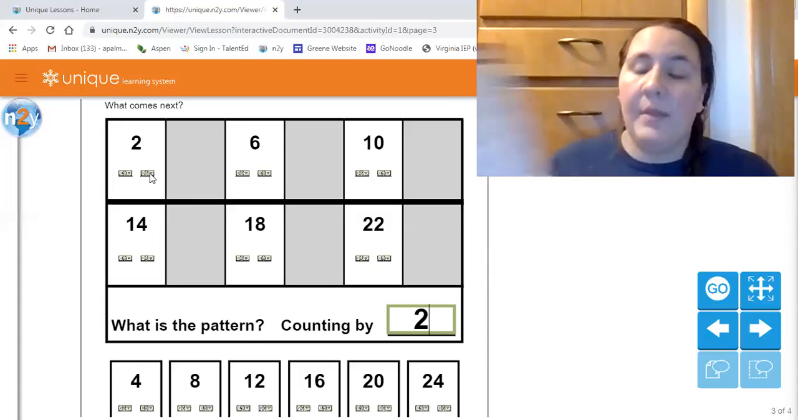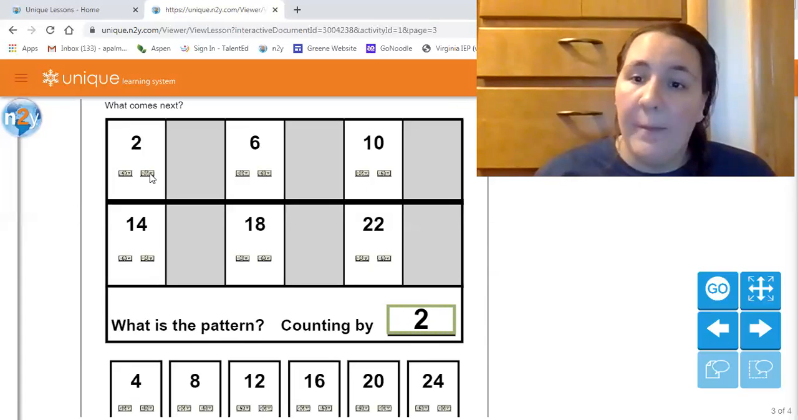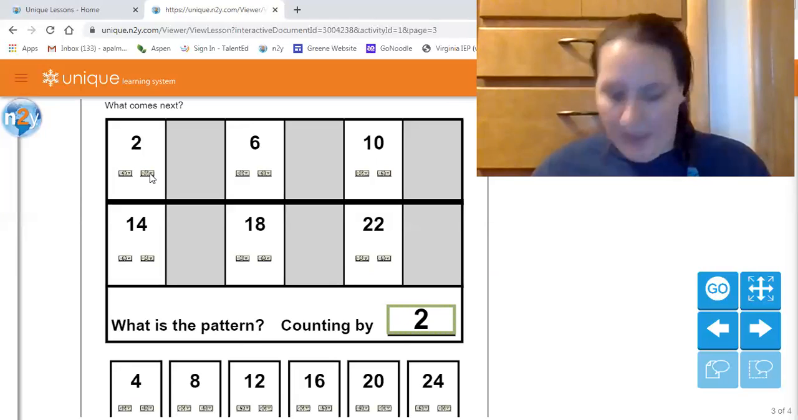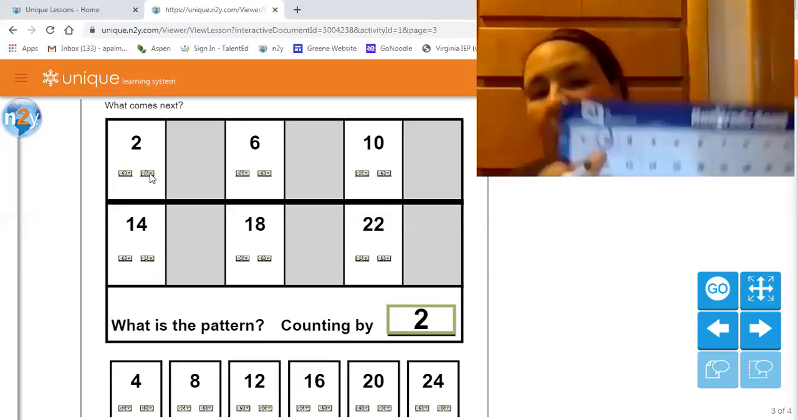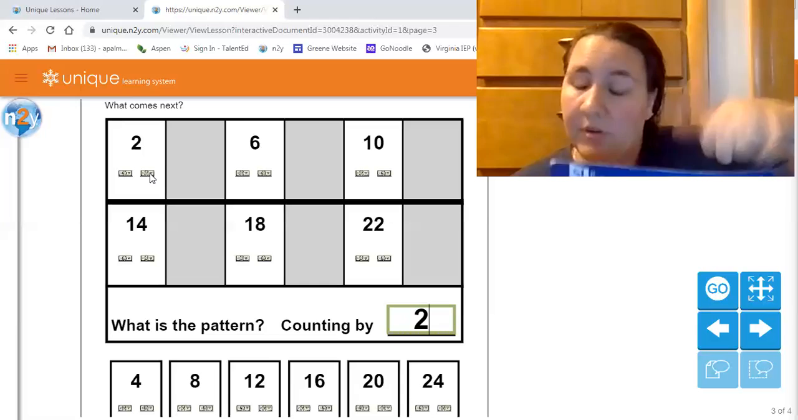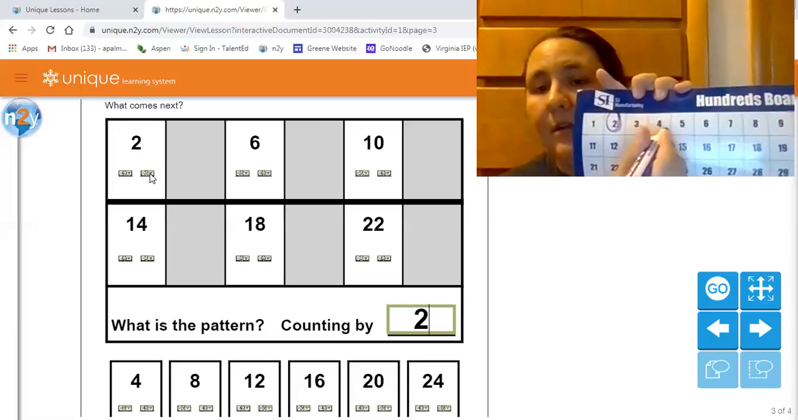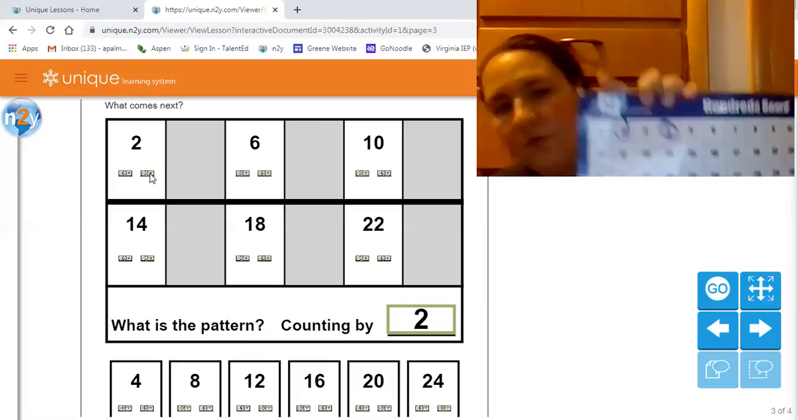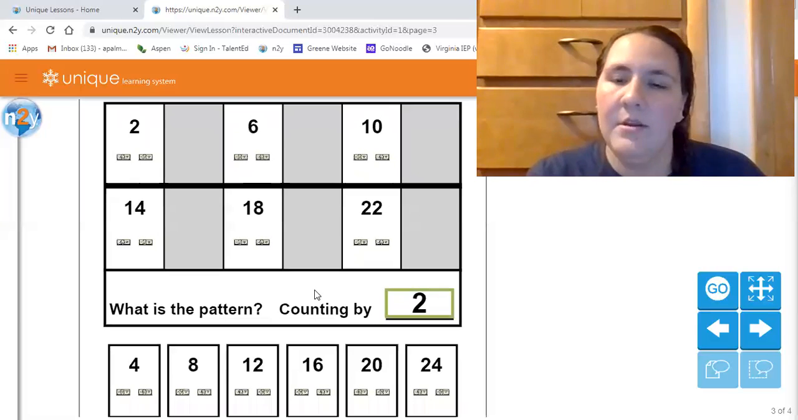I could, on my hundreds chart, color in all my columns for counting by 2s, but I want to show you guys the strategy we've been practicing instead. So I'm going to start at the 2, and if I'm counting by 2s, that means I'm adding 2 because my numbers are getting bigger. So I'm just going to add 2. 1, 2, what number did I land on? Oops, sorry. 4, good job. So with your finger, can you guys touch the number 4? Beautiful job.